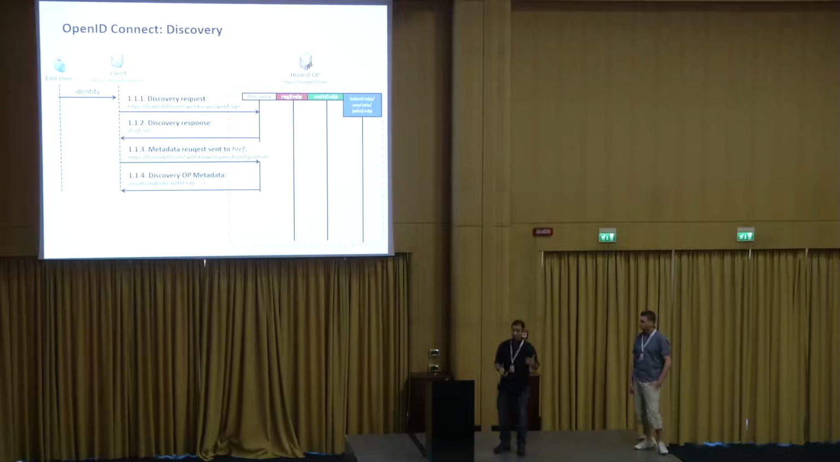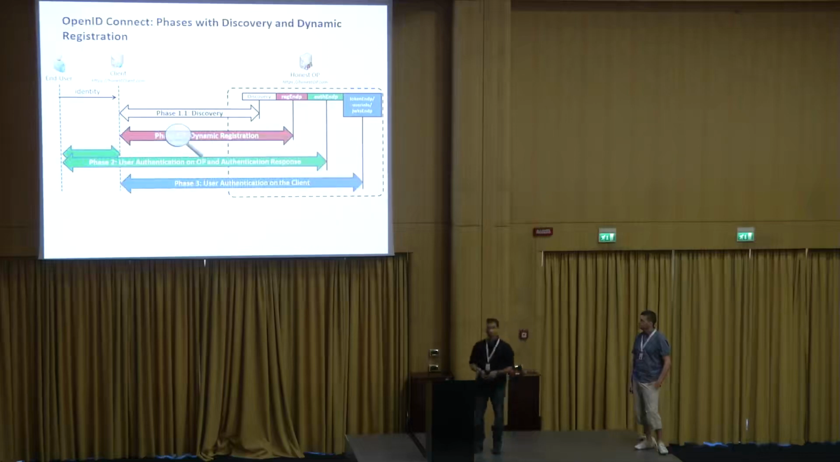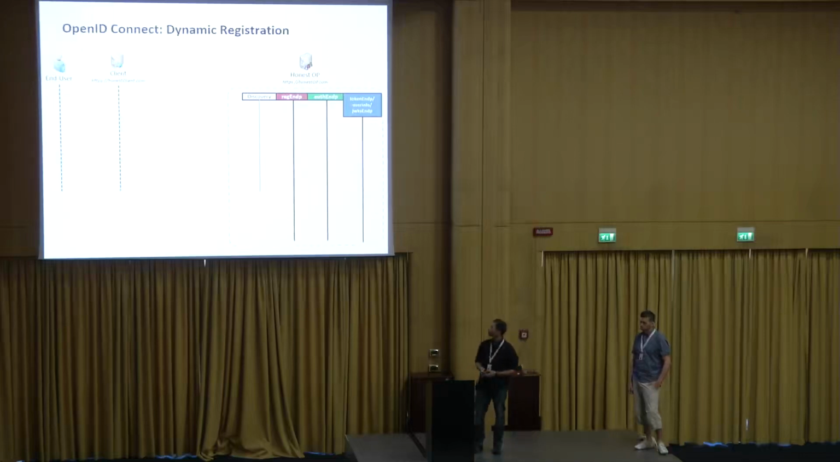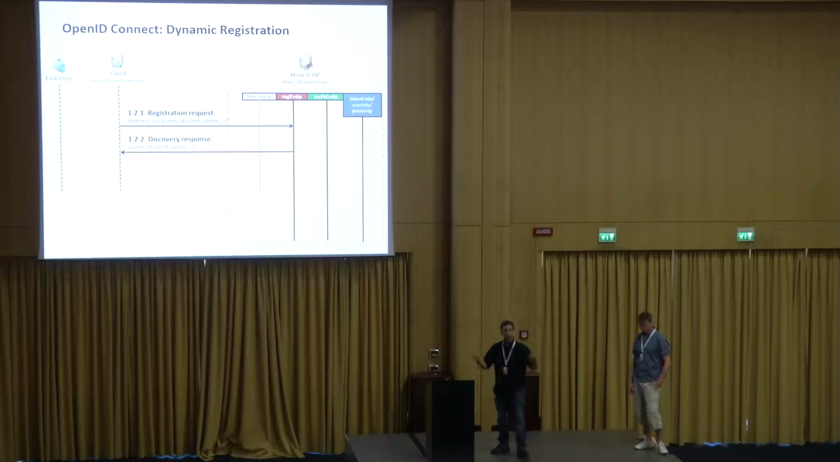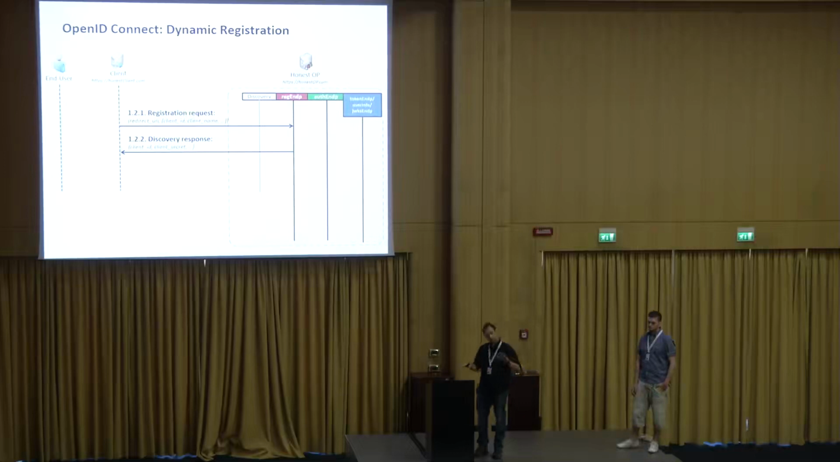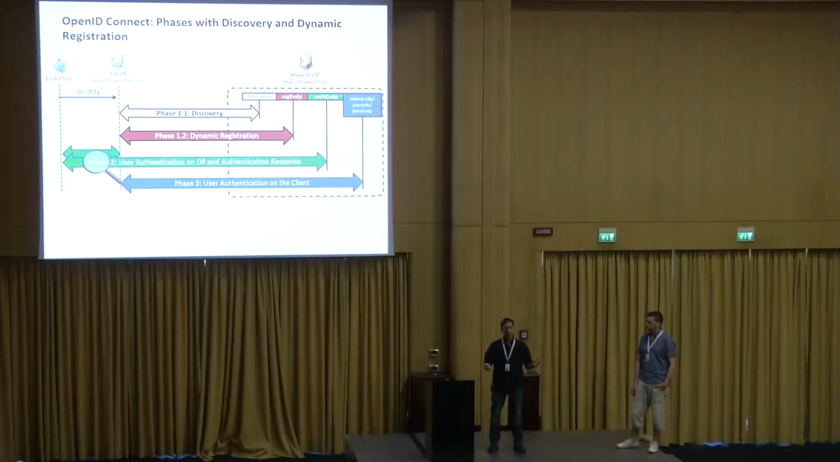The next step is he tries to register. And this is done via dynamic registration. The client sends a registration request containing usually only a redirect URI. This is the URL where the client is deployed. And as a response, he gets a unique client ID and client secret. We are done. The trust relationship is established. We can proceed with the authentication of the end user. And this is done in phase 2.